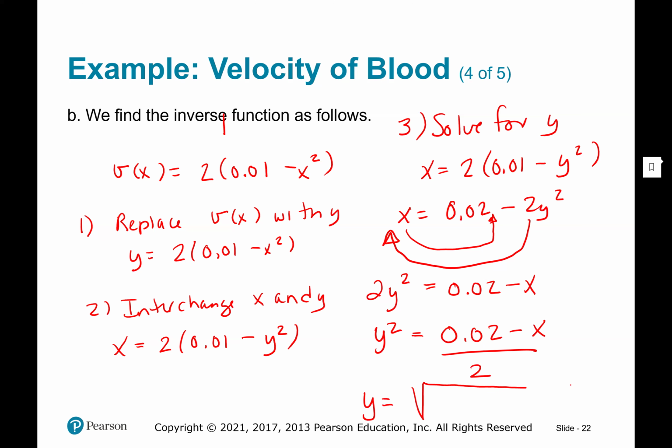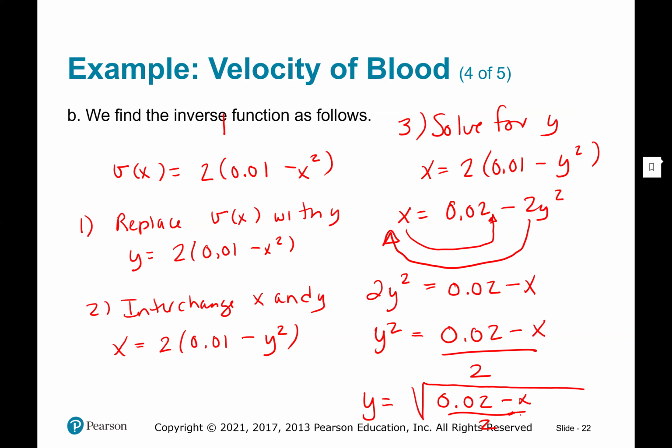And are we all awake and listening? Typically, I would have to put a plus or minus in front of this. But we're talking about a distance in an artery. That's what y represents. If the original function's input was the distance and the output's the velocity, in the inverse, the input is a velocity and the output is a distance.